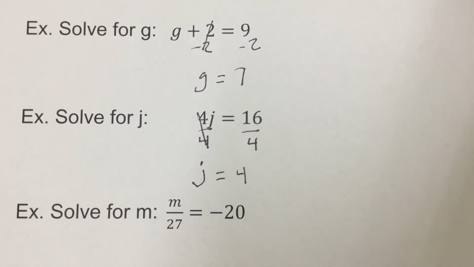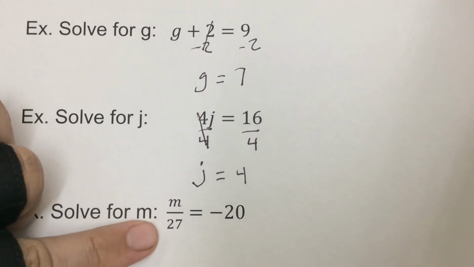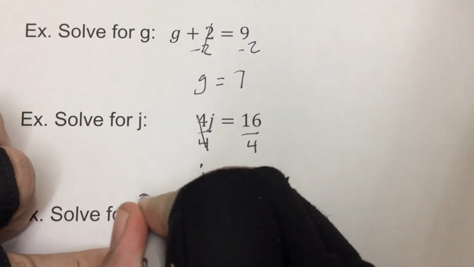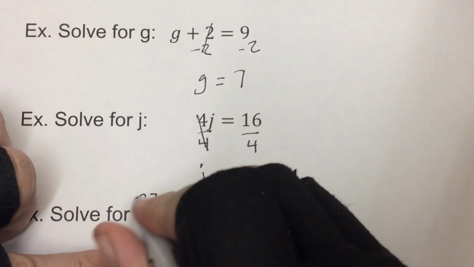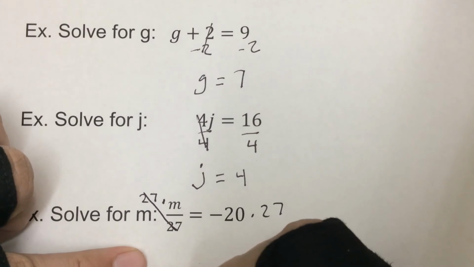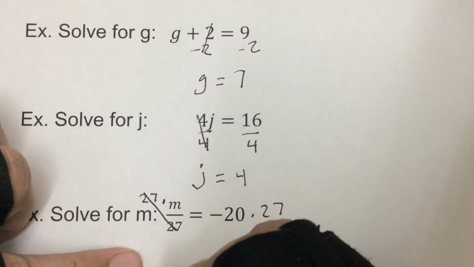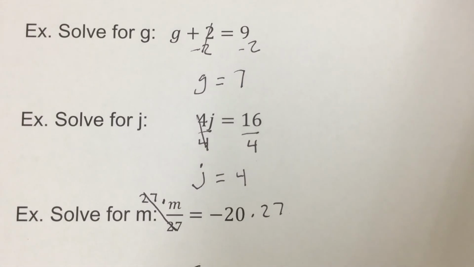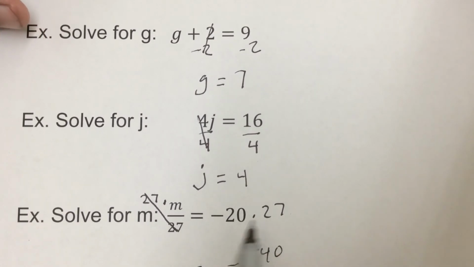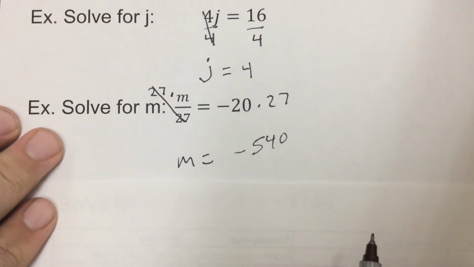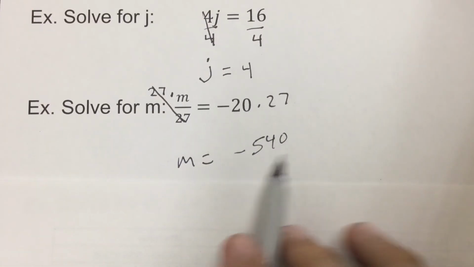So m over 27 equals negative 20. We're dividing by 27, so the opposite would be to times by 27. And so I'm going to times the other side by 27. The 27s would cancel because 27 over 27 is 1, so 1 times m is m. So m would equal negative 20 times 27. Now, I don't know that off the top of my head, so I'm going to do negative 20 times 27 in my calculator, and we get negative 540. So again, positive times a negative, we're going to end up with a negative solution. So negative 540.